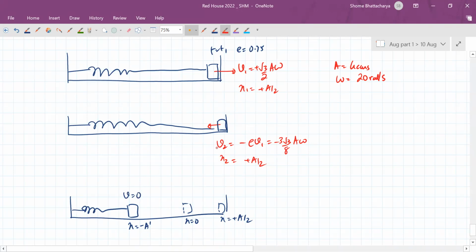So you can see that the energy over here and here has to be conserved. That's one way of understanding it. So half m v2 square plus half k x2 square has to be equal to half k A prime square, where A prime is the new maximum compression.